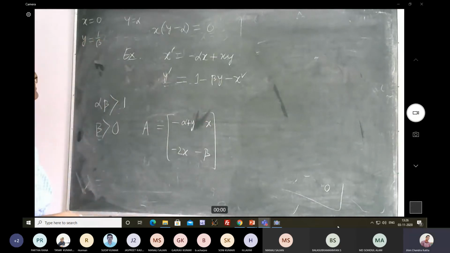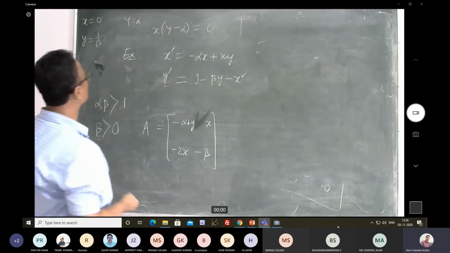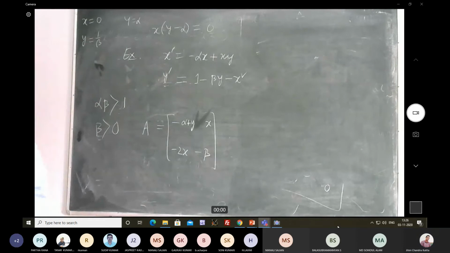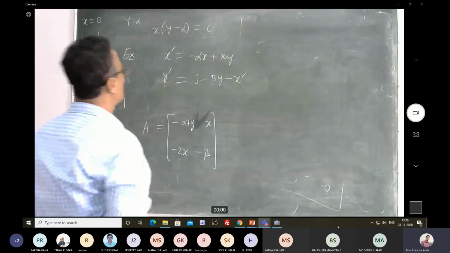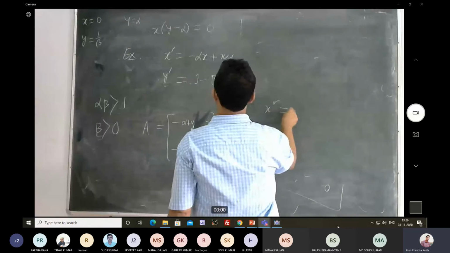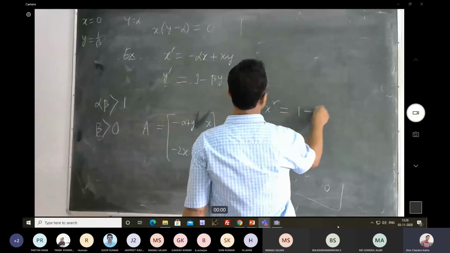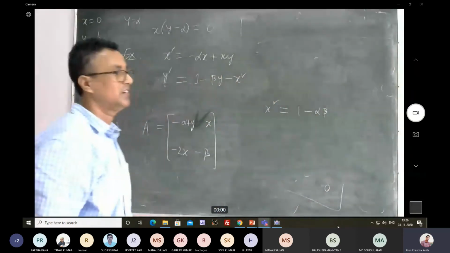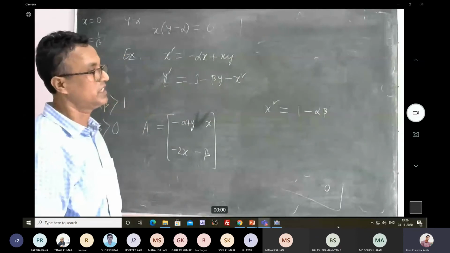Okay. Yes or no? Sir, yes. What about the second one? Like when y equal to alpha? When y equal to alpha, so then your x square is going to be 1 minus alpha beta, right? X square is going to be 1 minus alpha beta, isn't it?